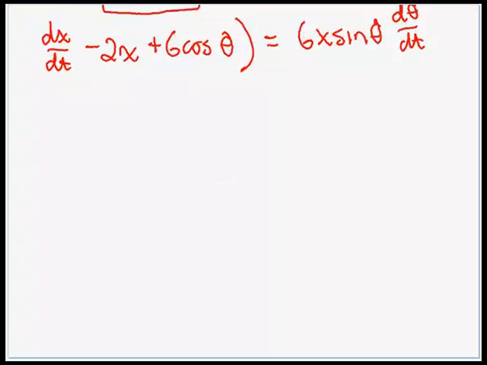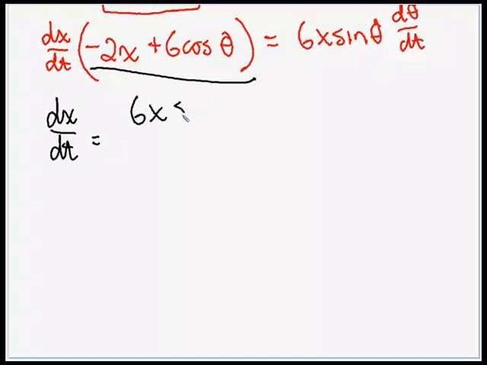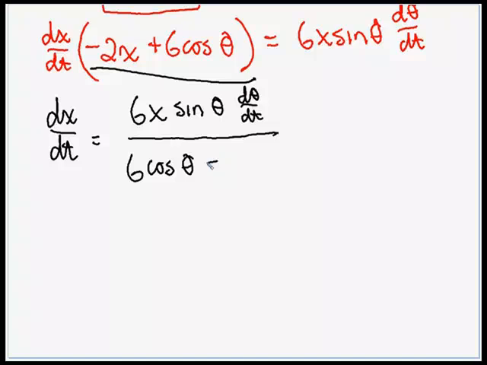And we're solving for dx/dt. I missed that parenthesis. So now to get dx/dt alone, I'm going to divide both sides by this. dx/dt is equal to, we'll have our 6x times the sine of theta, d theta/dt. And then we're dividing both sides by this quantity. I don't like that negative first, so I'm going to put the 6 cos theta first, and then minus 2x. And that's our quantity that we're dividing by.